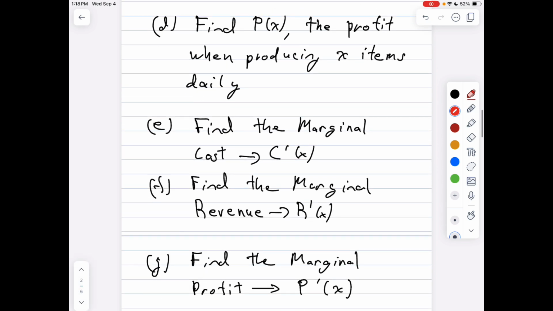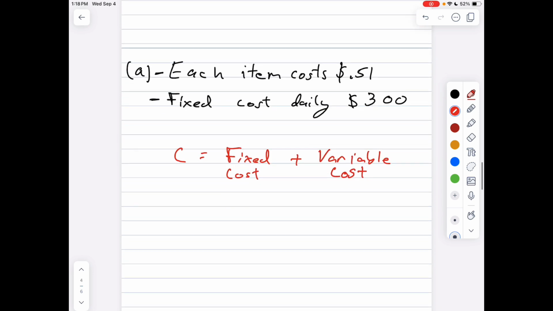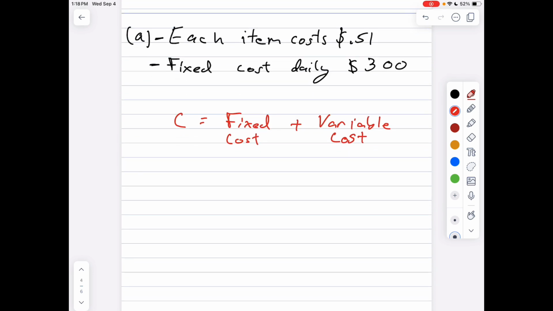The way that works is by looking at a formula that says the cost of producing x number of items is determined by the fixed cost plus the variable cost. The fixed cost would include, for example, the rent or electricity, perhaps, depending on the situation. In our case, we were told the fixed cost was $300, so I'm just going to replace the fixed cost with 300.